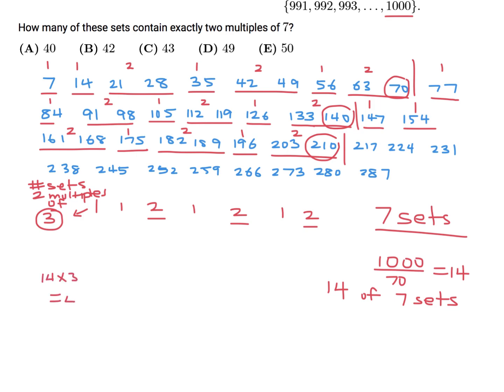which is 42. Now remember, 14 times 70 is only 980. So we still got to look at the last 20. Now the last 20 would be 2 sets, and the first will have 1 multiple of 7, and the second will have another 1 multiple of 7. So the last 20 don't add to this 42. So it's just 42, and therefore that would be B.